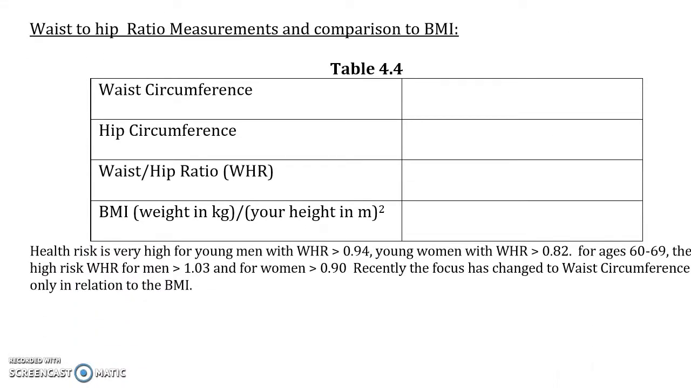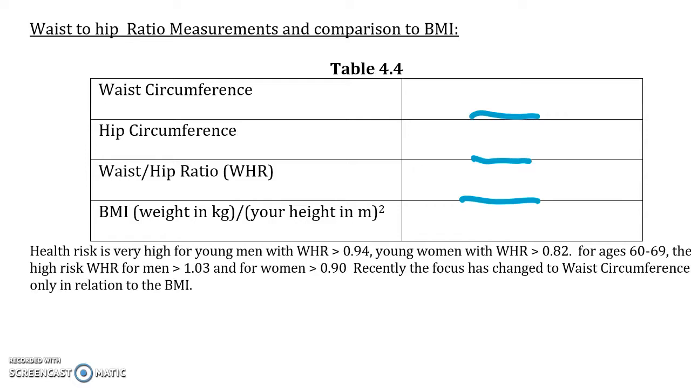You can also use the waist to hip ratio measurement and compare that to the BMI. So you can measure your waist circumference, record your data right here, here, and right here. And you can calculate your BMI. That's your weight in kilograms divided by your height in square meters. I'm sorry, your height in meters, and that's squared.